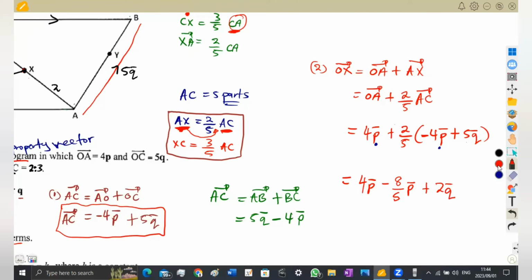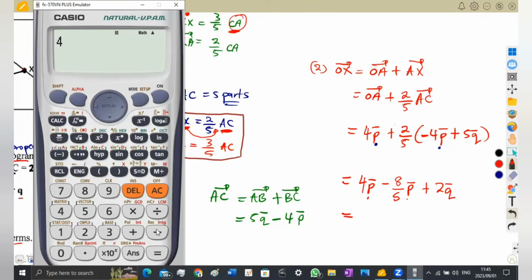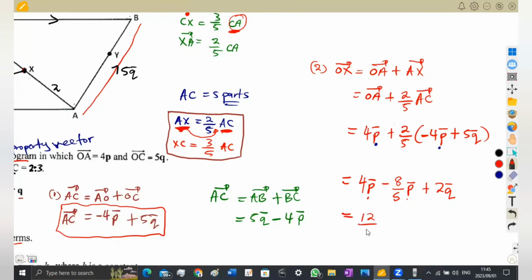All right, collecting like terms, we've got P and P here. So you can subtract 4 minus 8/5. This is paper 2, so use your calculator to subtract 4 minus 8/5. We obtain 12/5. So that will be a positive 12/5 vector P plus 2 vector Q.